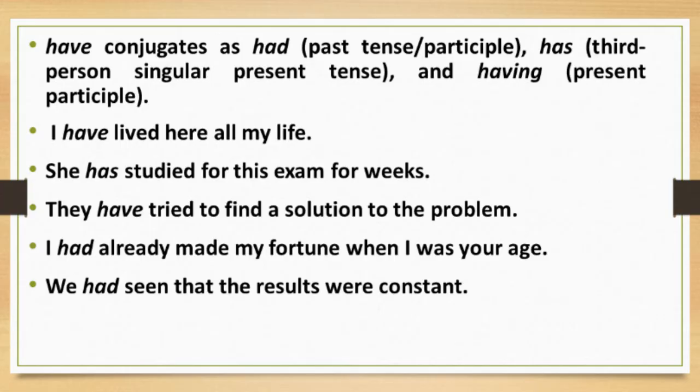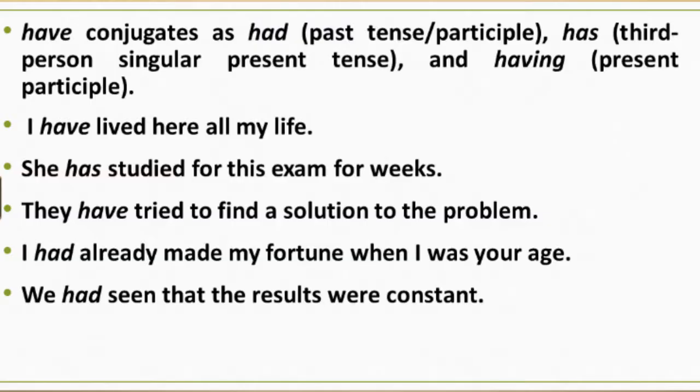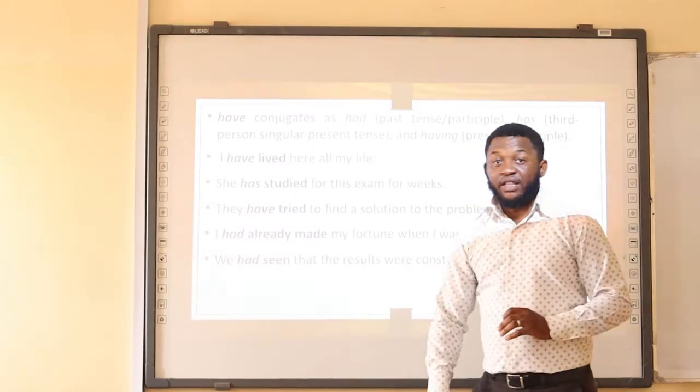Also, we have the verb have. We conjugate the verb have with had for the past tense and participle, has for the third person singular present tense, and having for the present participle. For example, I have lived here all my life. She has studied for these exams for weeks. They have tried to find a solution to the problem. I have already made my fortune when I was your age. We have seen that the results were constant. Now, these are different ways we conjugate the verb have.